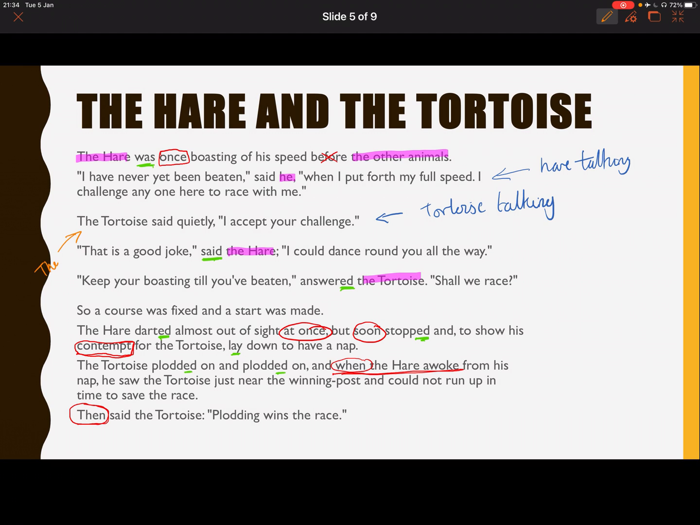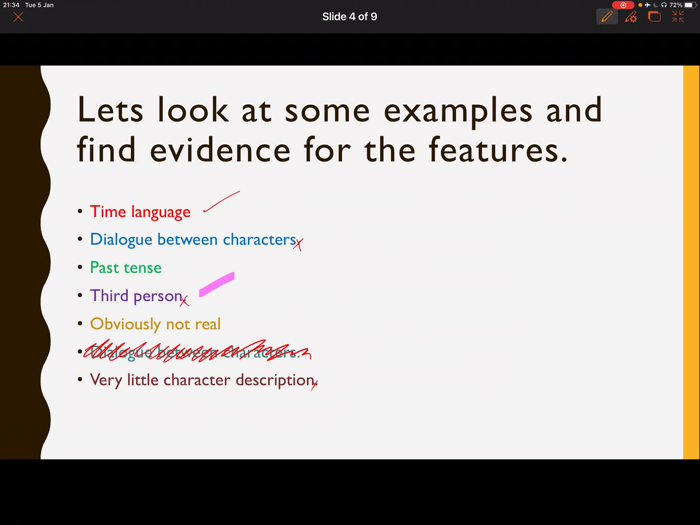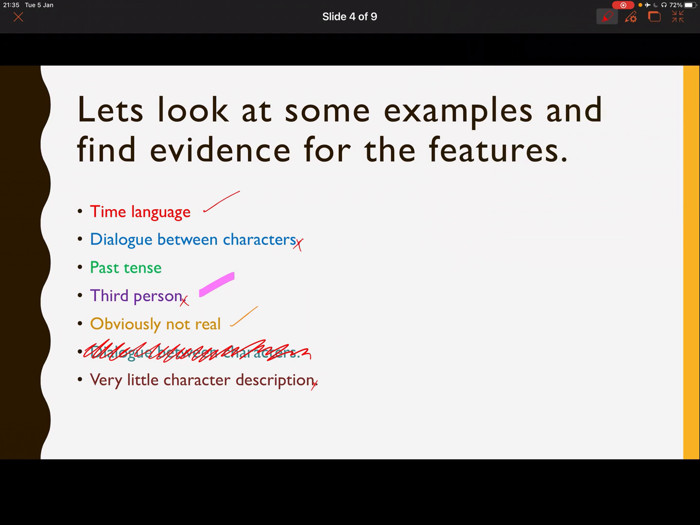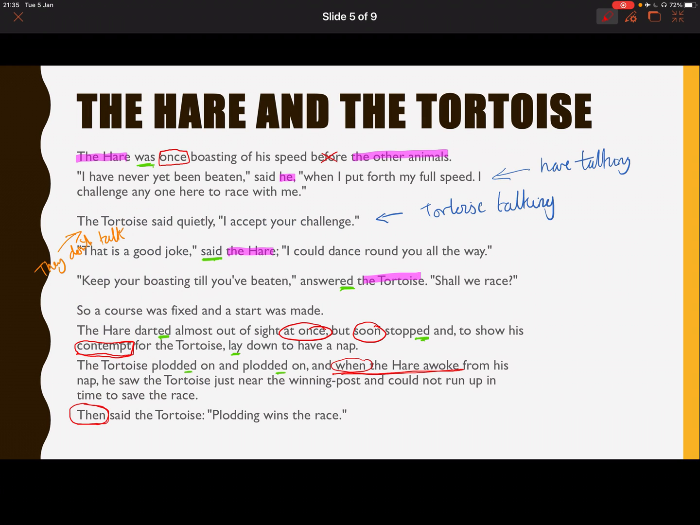So they don't talk. I don't think I need to add much more to that one. Very little character description. Brown. Should enjoy my colours better. Let's use that kind of strange colour. What am I looking for again? I've forgotten already. Very little character description.